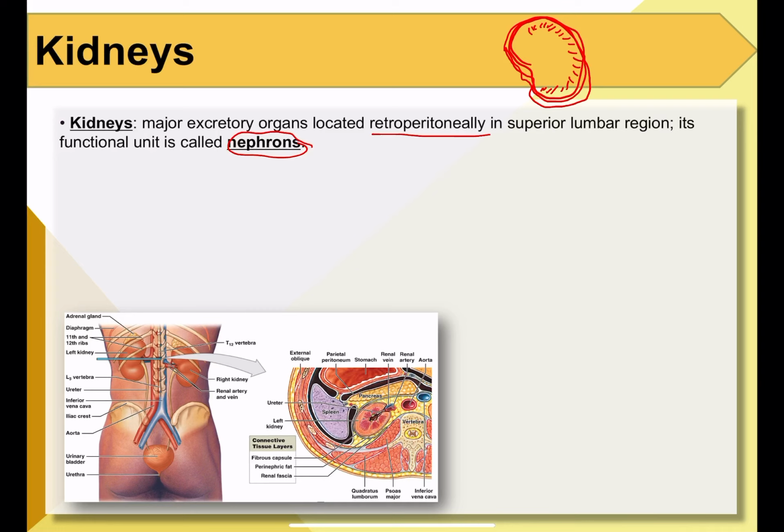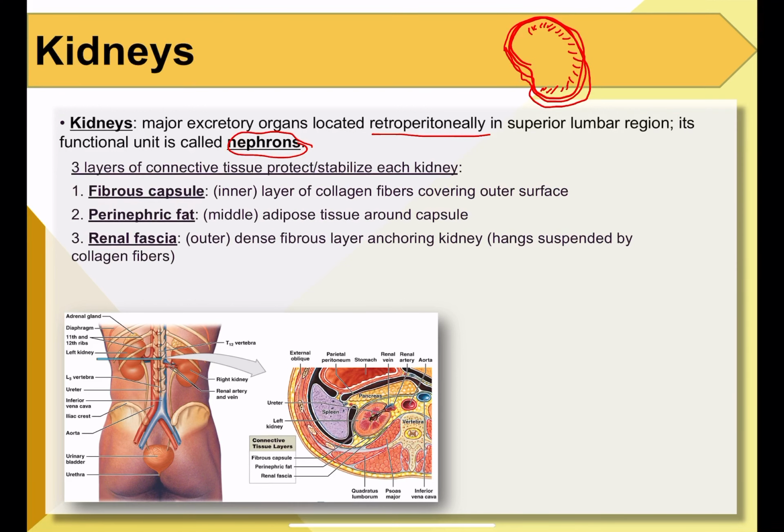There are three layers of connective tissue that protect and stabilize our kidneys. You have your fibrous capsule, which was what I was trying to talk about in the ureter section. It is the layer of collagen fibers that cover the outer surface of the kidney, and it is the most inner layer of those connective tissues. Not the most inner layer of the kidney, but the most inner layer of those protective tissues that protect your organ. And then you have your perinephric fat, which is the middle layer.